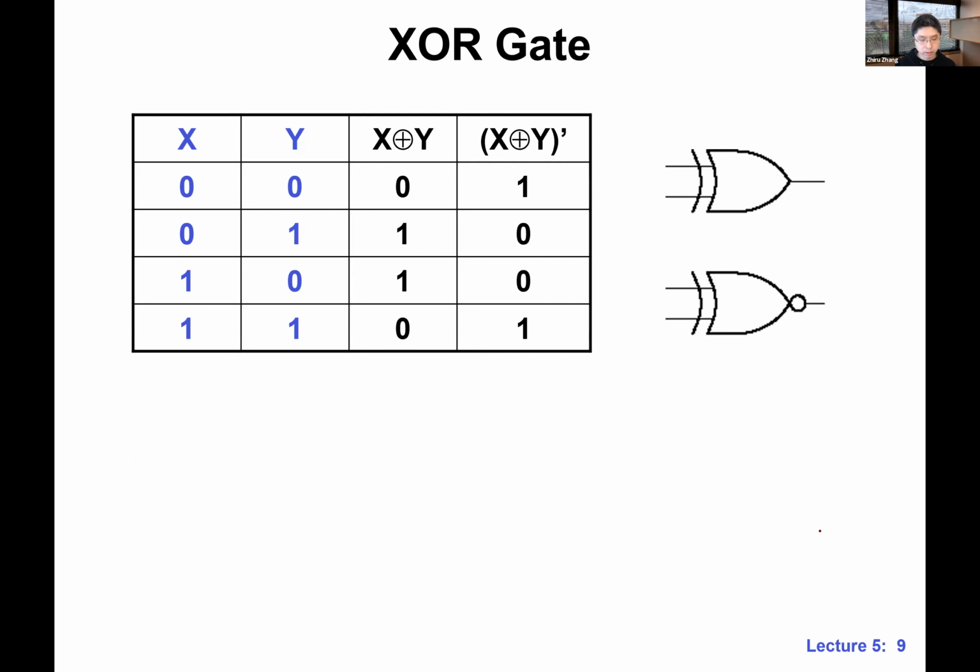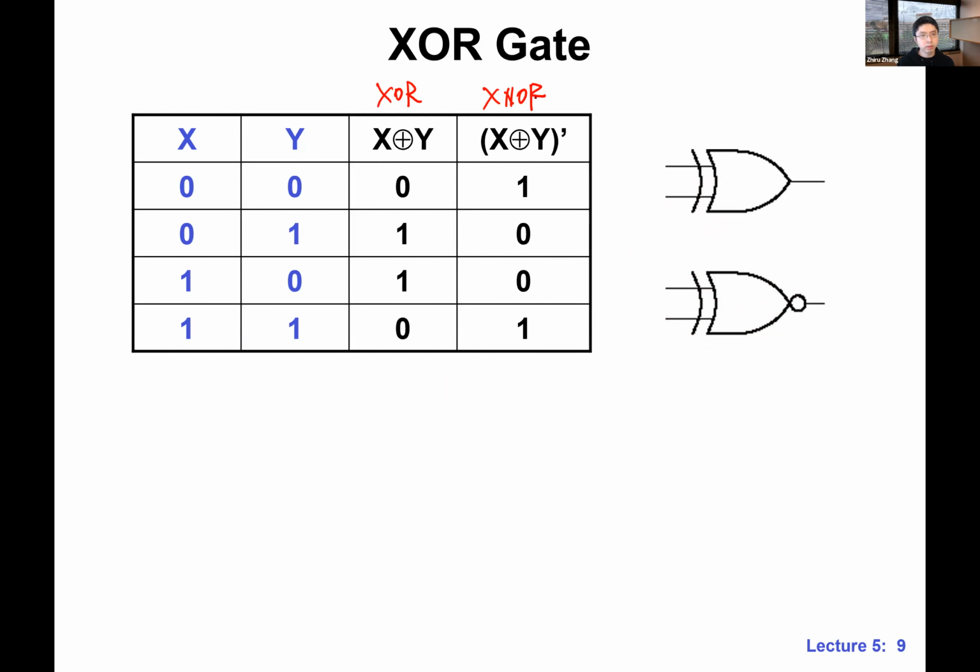So this is the symbol. This is XOR, and the opposite, or complemented one, is called XNOR. This one is the truth table. This is XOR, and this is XNOR, just like OR and NOR. So this is the truth table.